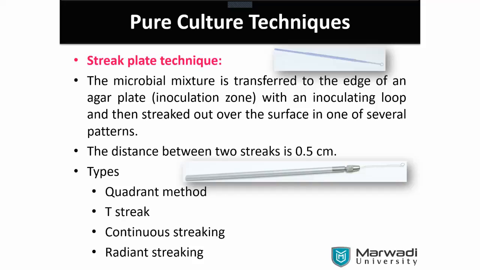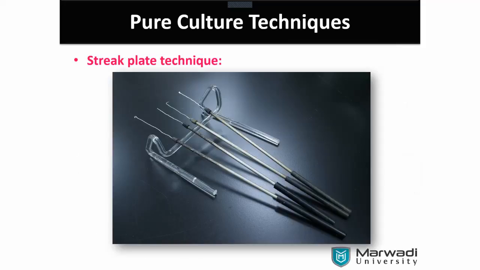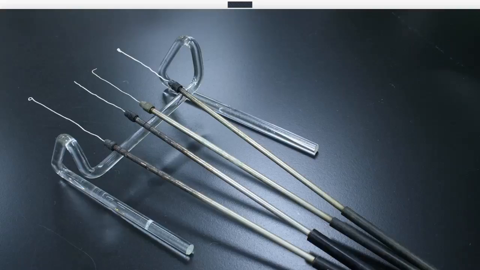Now we are starting to see how we do the streaking. The methods are there. These are the certain wire loops. Can you see? Wire loops of different designs. The first one is having some loop. The second is open. The third one is of L shape. And the last one is having some.